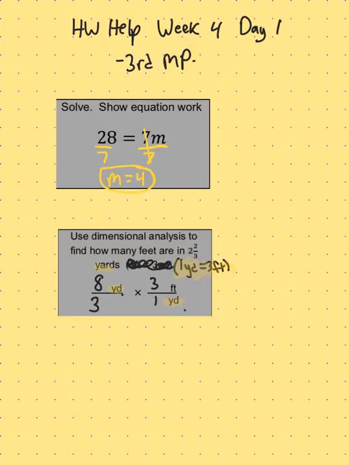All right, and then we solve. I'm going to do a little bit of bow tie reducing. I see the 3's go into each other and become 1's. And the yards cancel out because they're diagonal from each other. And then I solve. 8 times 1 is 8. 1 over 1 is 1. And we all know 8 over 1 is 8. And my unit is feet because I didn't cancel that out. So 8 feet is my answer.